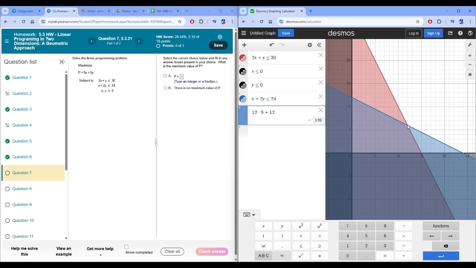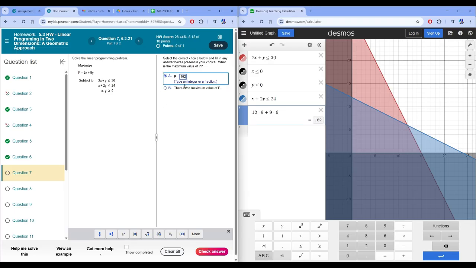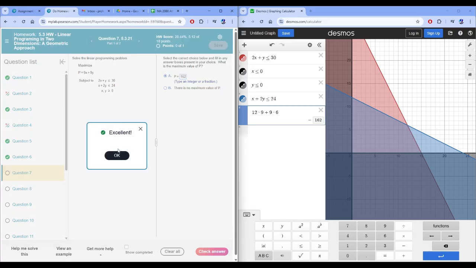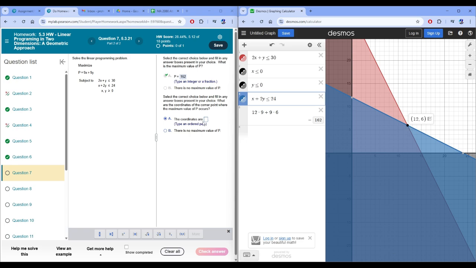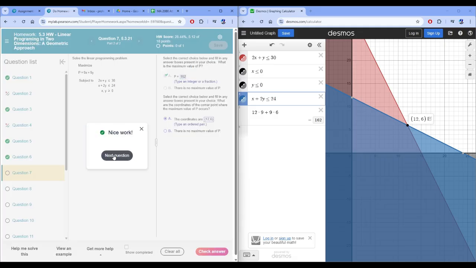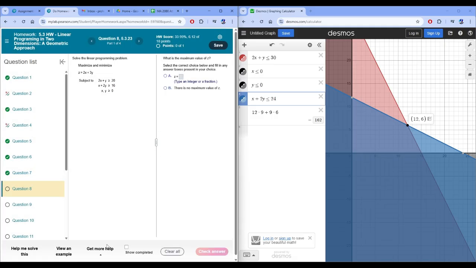Nine times 6 is 162. That should be the maximum profit. And now that point occurred at the intersection, which was that. So my intersection occurred at 12, 6. Awesome.